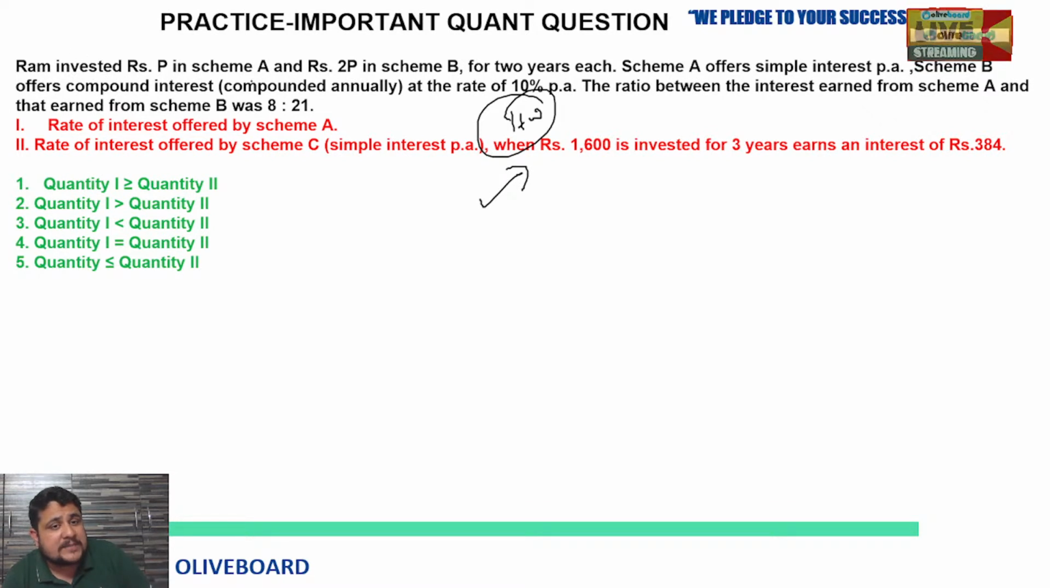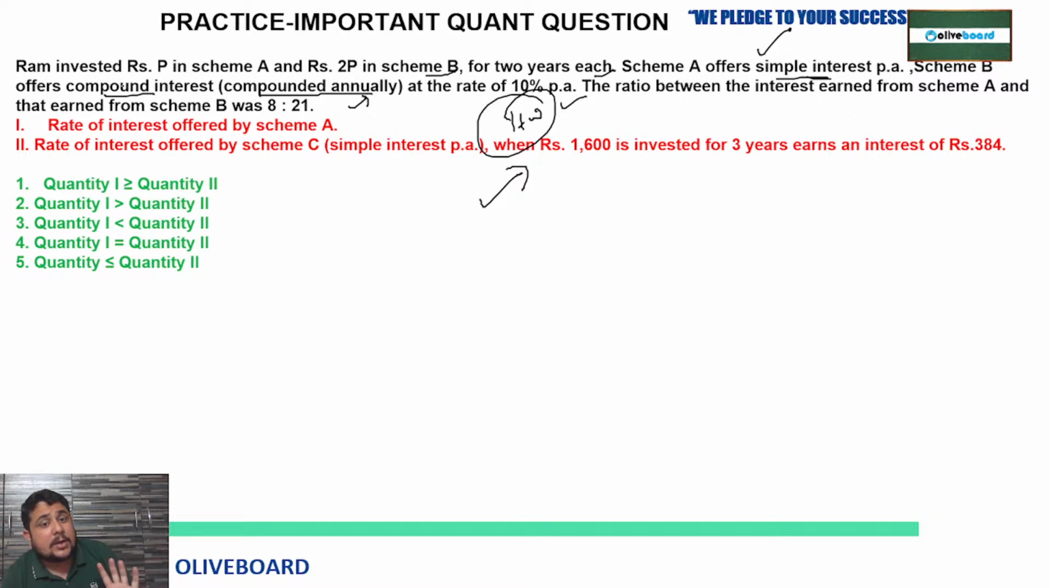Ram invested rupees P in a scheme A and rupees 2P in a scheme B for 2 years each. Scheme A offers simple interest per annum. Scheme B offers compound interest compounded annually. Same kind of question we have done in one of my sessions also. So that's why I'm expecting the answers from you all. At the rate of 10% per annum. Okay, so scheme B rate of interest is given, that is compounded. First scheme is what? At simple interest, scheme A.